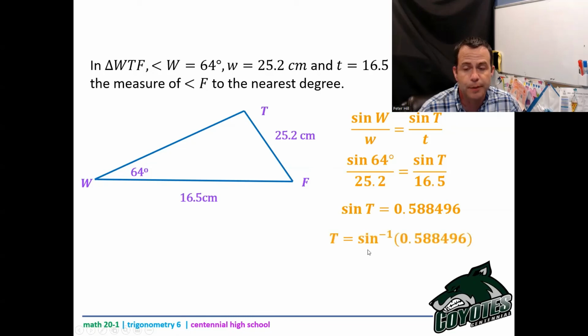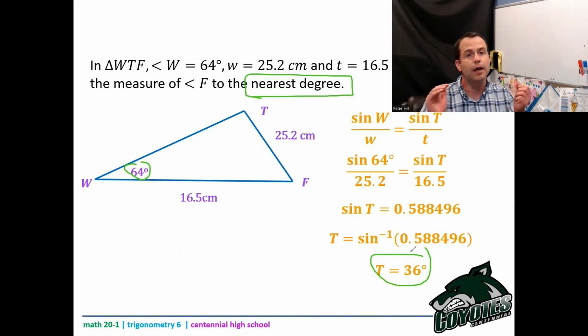Okay, so T will be the arc sine of 0.588496, which is going to give us 36 degrees. I immediately rounded that to the whole number because up here in the question, it said to round to the nearest degree. Now, I'm always after you guys that you don't round till the very end. But I know that a whole number minus a whole number isn't going to give me a rounding error if I've been asked to answer with a whole number. That's why I went right to the whole number, okay?